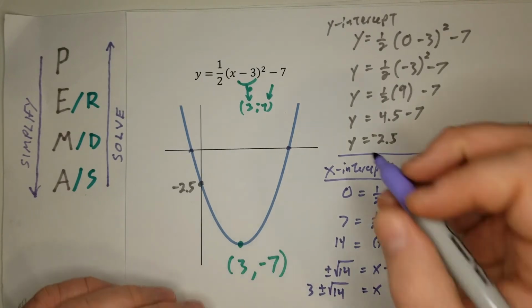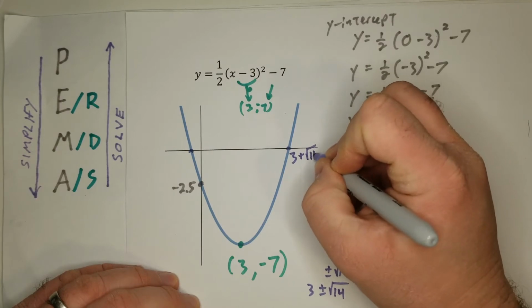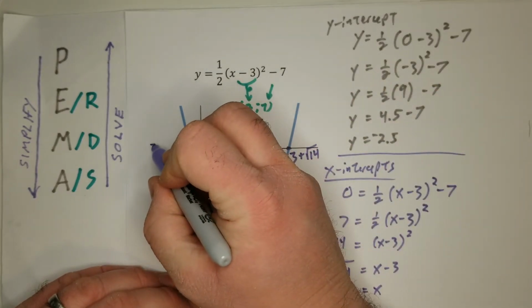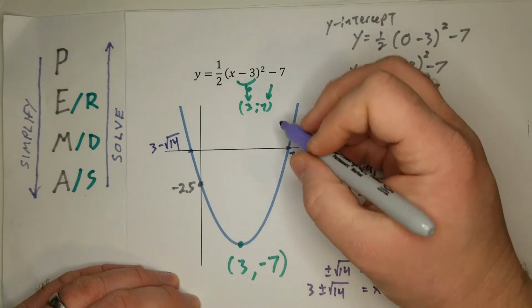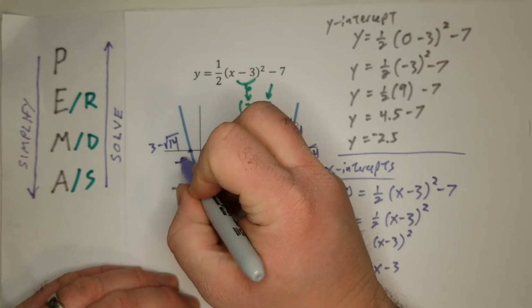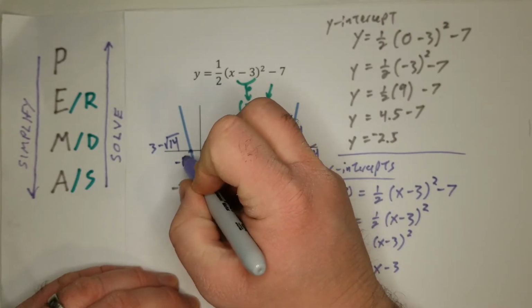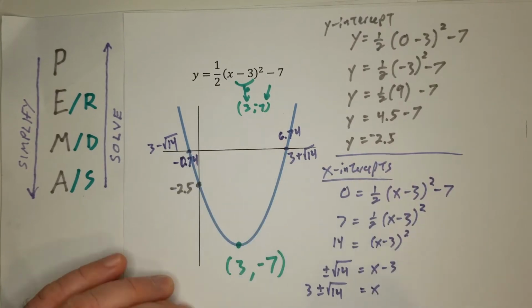So this root is going to be 3 plus the square root of 14. This root is going to be 3 minus the square root of 14. We can look these up in the calculator. This is approximately 6.74, and this is approximately negative 0.74.